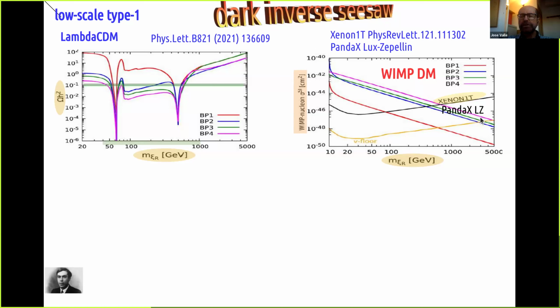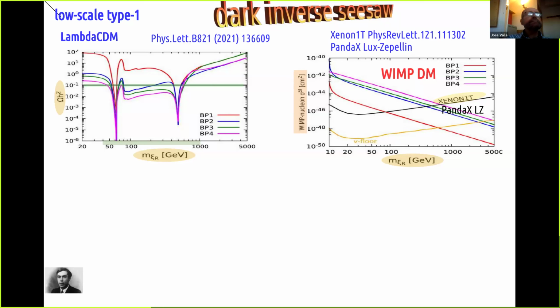Here you have the neutrino floor. In black, you have the limit from Xenon. So the interesting region is between this line and this line. And this can certainly be populated within this model in many ways. I just gave 4 parameter benchmarks.